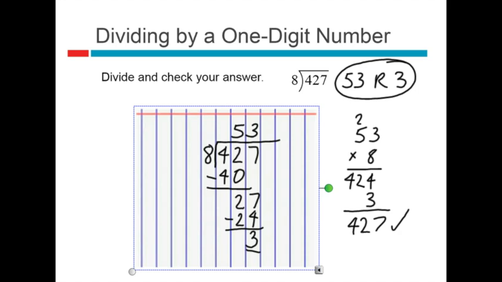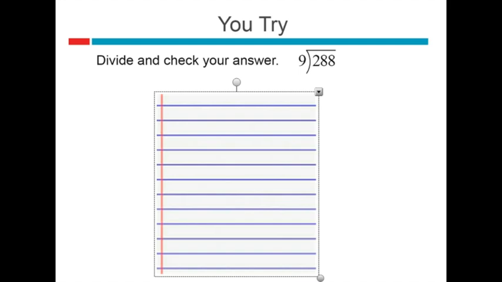So working with the vertical lined paper, this should help you keep track of your place values, and it's very helpful when doing these division type problems. Now it's time for you to try a problem. Divide 288 divided by 9. Pause the video, work on the problem, and come back, and we can work on our solutions together.